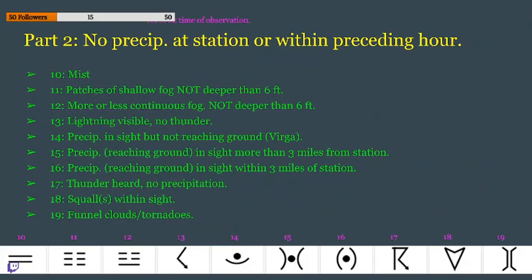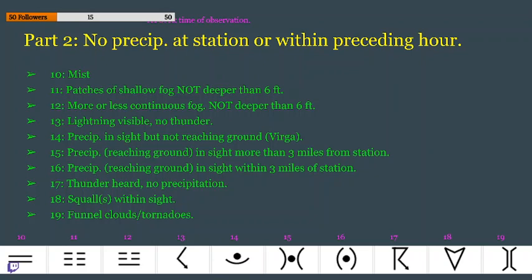10 through 19. Number 10 is mist. These are all at the bottom in case you couldn't tell and numbered. You are welcome. Number 11 means patches of shallow fog, not deeper than 6 feet. I do not know what not deeper than 6 feet means, and I'm not going to try and look it up because I'm going to be confused as hell. Meanwhile, if you can imagine, number 12 means more or less continuous fog, again not deeper than 6 feet.